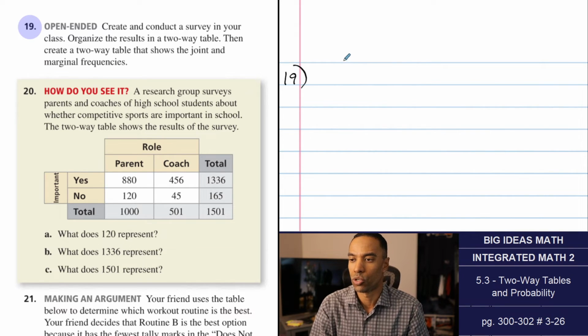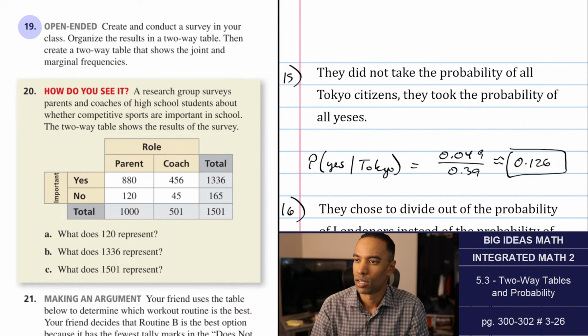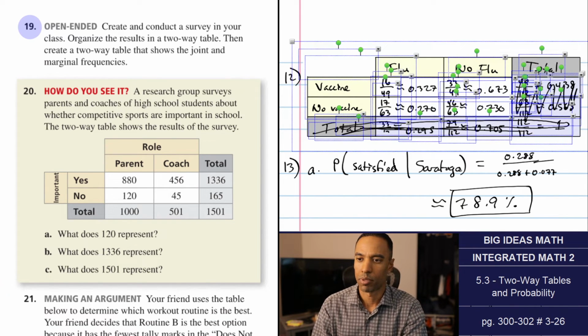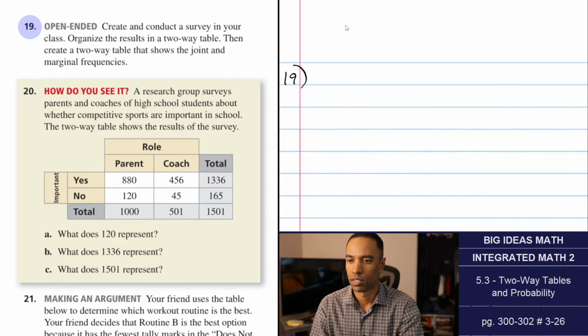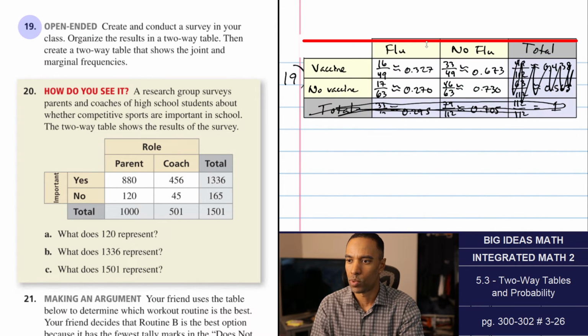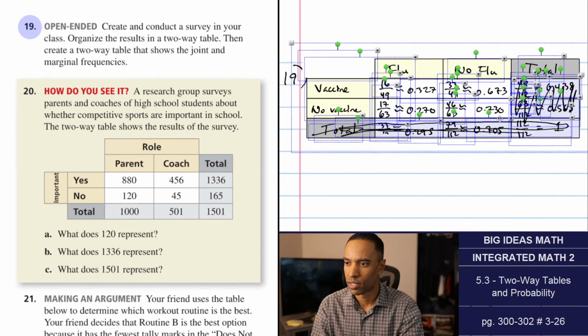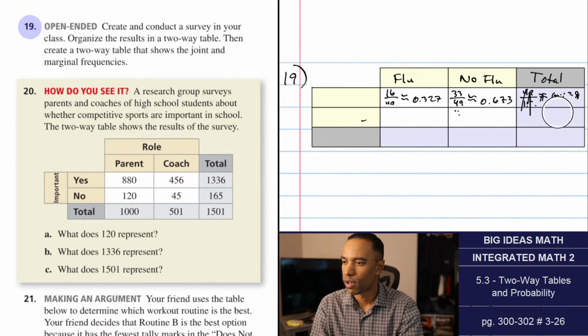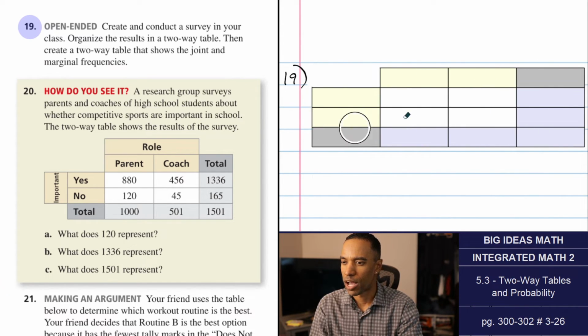So we could do one that is. Let me get one of the things that we had before, like this one. Copy, paste. So we could say upperclassmen, lowerclassmen.